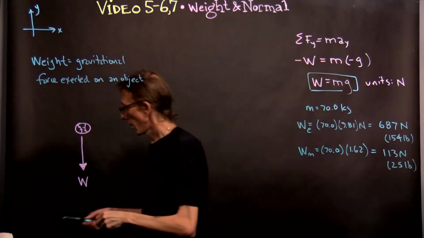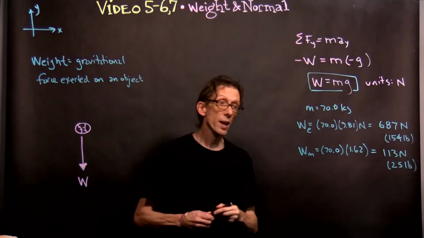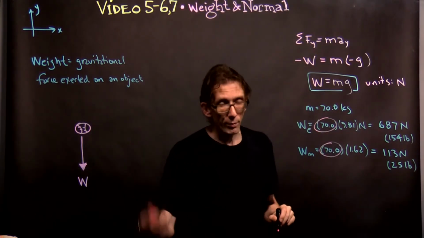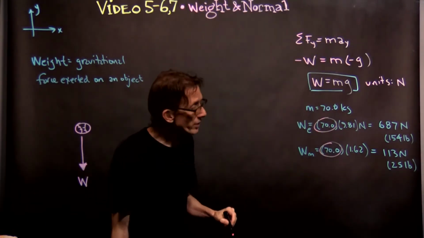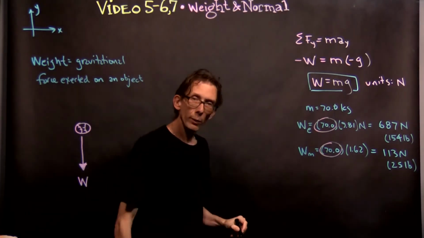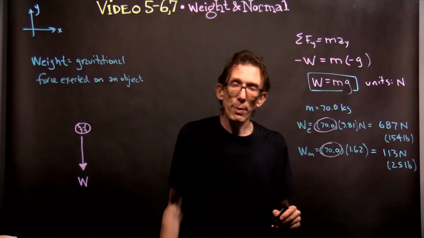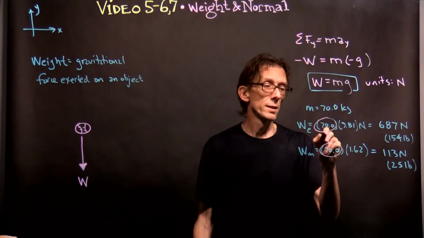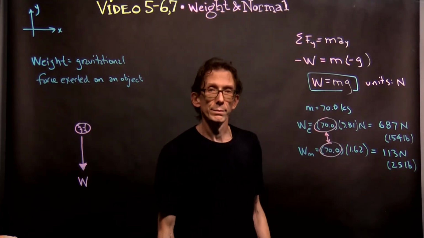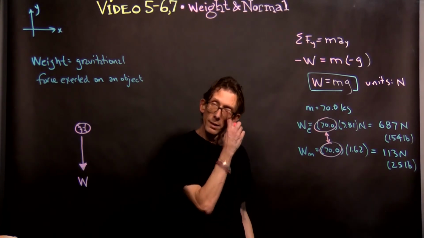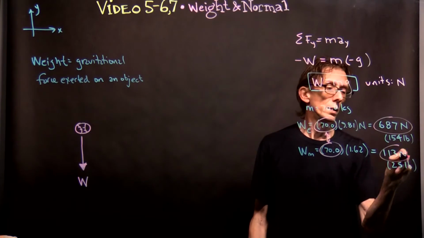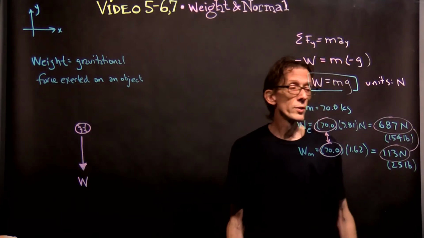So my mass on the moon is the same whether I'm on the Earth, on the moon, on the third moon of Jupiter, Callisto, Europa, whatever. Whatever moon I happen to be on, whatever asteroid I happen to be walking around on, my mass is the same. Does not change. My weight, however, does change.